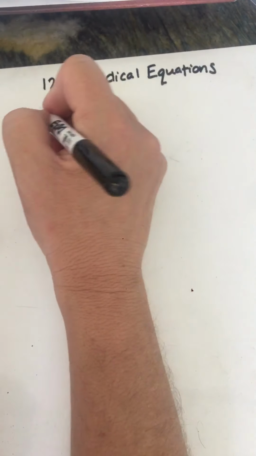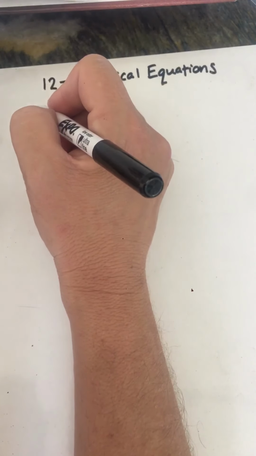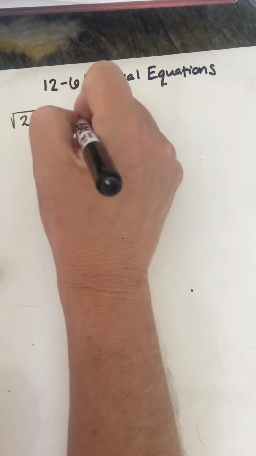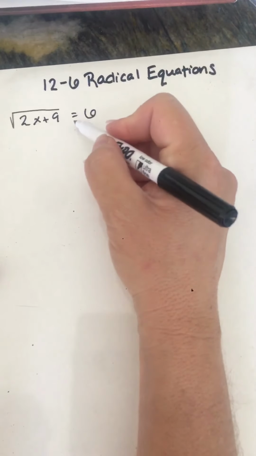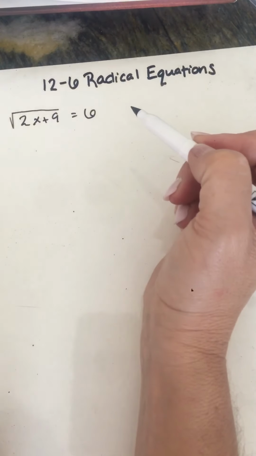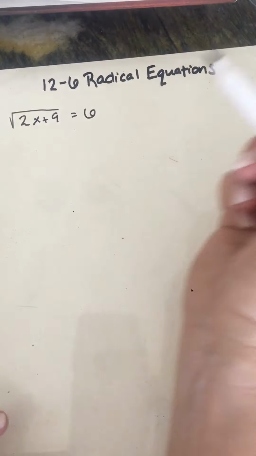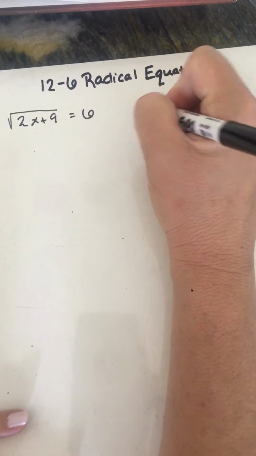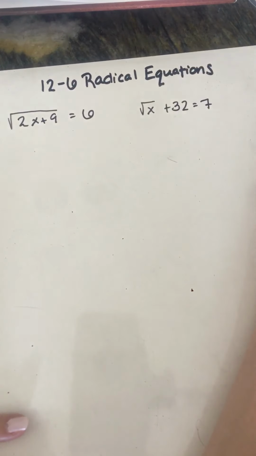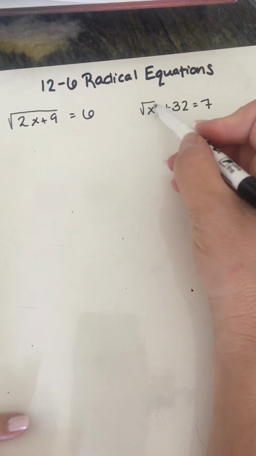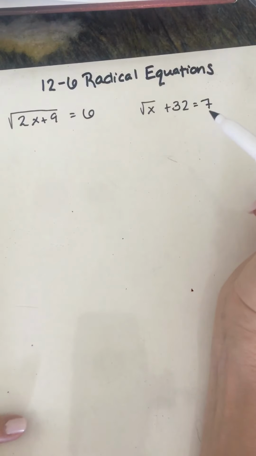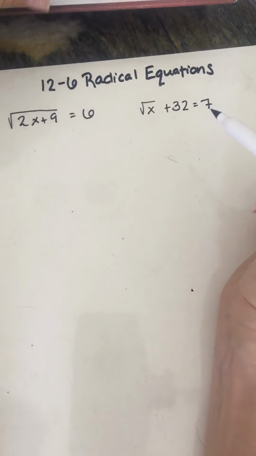You could have something like, let's do, I like this one. The square root of 2x plus 9 equals 6. So in an equation, right, we have the equal sign, and then there's an expression under the radical with an x in it. So that makes it a radical equation. You could also have the square root of x plus 32 equals 7. That's another type of radical equation. You have a variable under the radical sign. It's not a binomial like this, it's a monomial, but still, it is a radical equation.